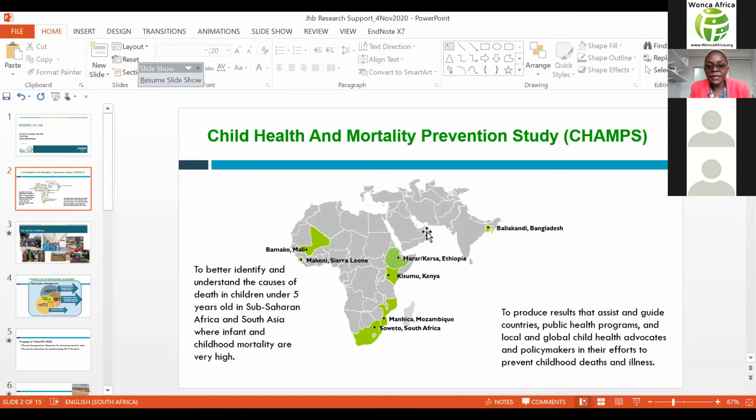So Professor Madhi has already alluded to the CHAMPS program, which is looking at identifying causes of under 5 mortality in South Africa, and there are many sites across the whole world, some in Africa and some in East Asia. What we undertake to do is to look at causes of mortality and then contextualize those within the household, to look at what household characteristics are associated with mortality, and what community contextual issues are also associated with mortality.